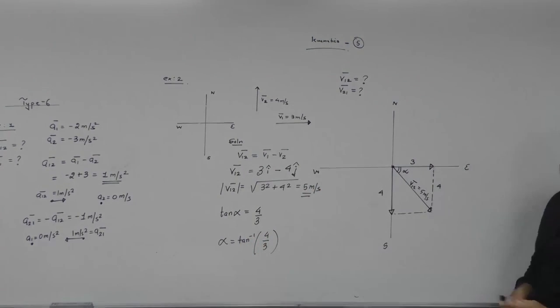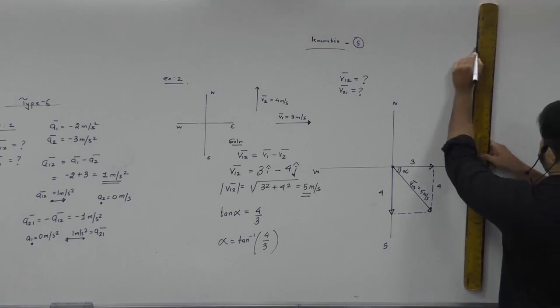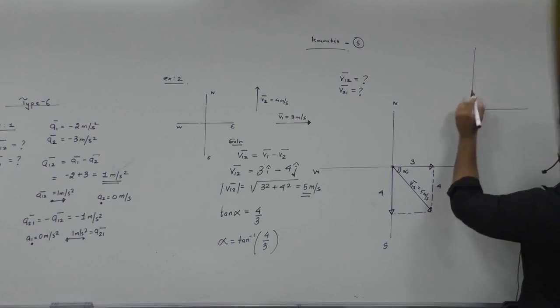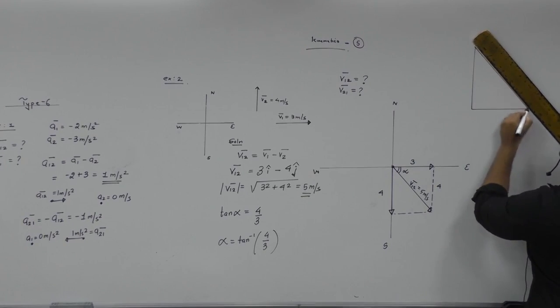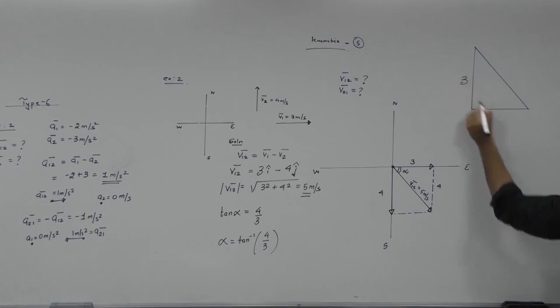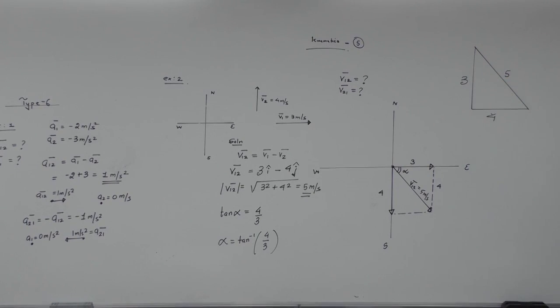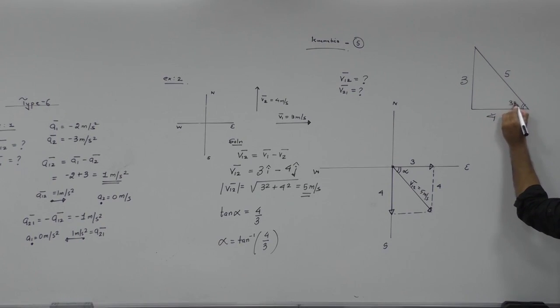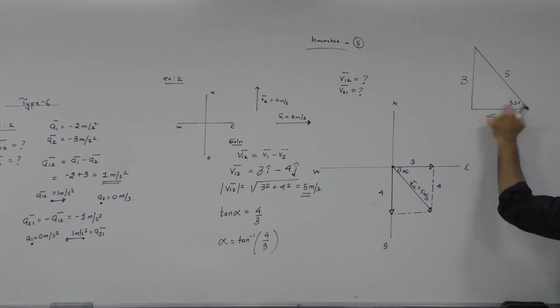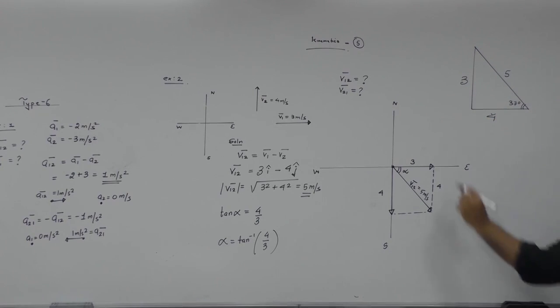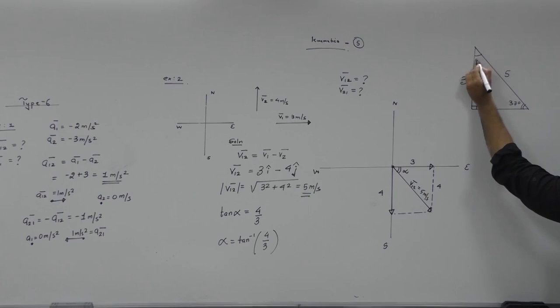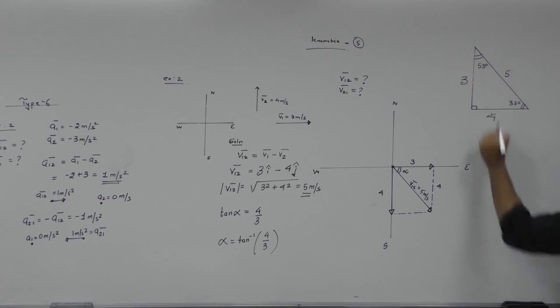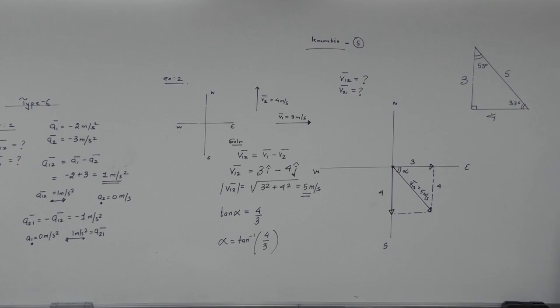Now remember something I am teaching you. There's a triangle which is very famous for your entrance examination, the 3, 4, 5 triangle. This angle is 37 degree always, opposite to 3. This is 90. This angle will be 53. Always remember the 3, 4, 5 triangle. Opposite to 3 is 37.